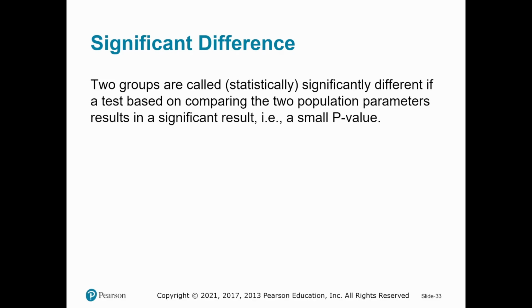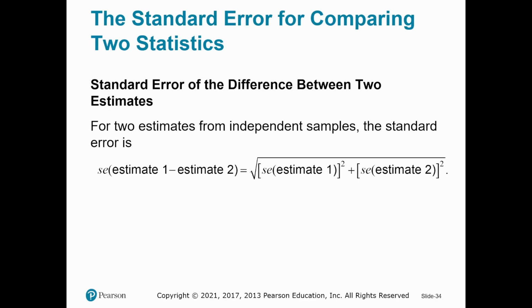So, significant difference. Two groups are called statistically significantly different if a test based on comparing the two population parameters results in a significant result, that is, a small p-value. Small on planet Earth is usually less than or equal to 5%, because R.A. Fisher said 1 out of 20 seems like a good number, and Homo sapiens love to follow their rules.